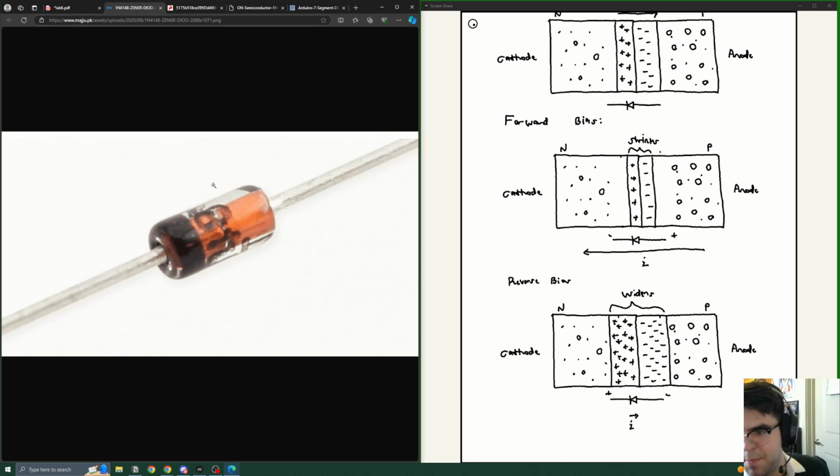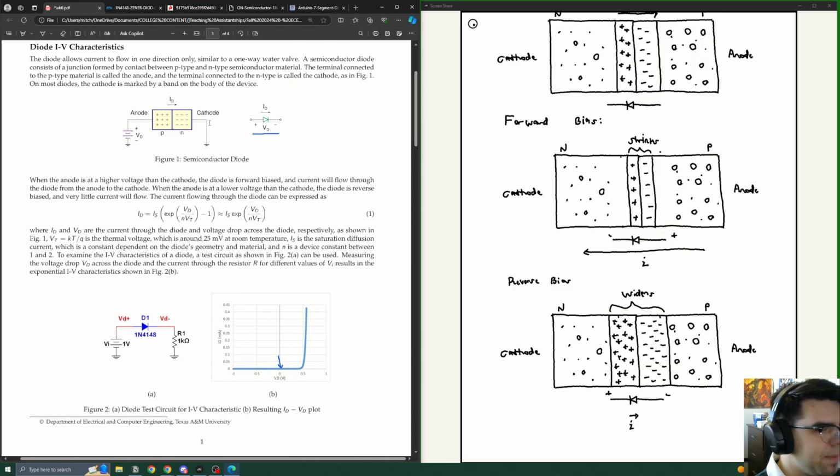So there are a couple of different diodes that are given in your kit. This is the 1N4148, the little orange one. The cathode is the bar part stopping the current, marked by this little black bar on the end here. And that's the basics of just how diodes work.